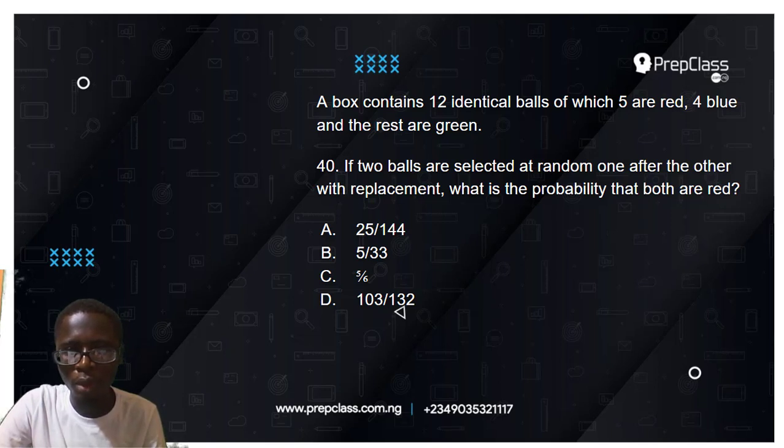So going to the last question in this video, and it says a box contains 12 identical balls, of which 5 are red, 4 blue, and the rest are green. If 2 balls are selected at random, one after the other, with replacements, what is the probability that both are red? You need to be very careful here because it looks like a repetition of the previous question, but no, it is not. Rather, this question is testing you on slightly different concepts. So let's look at how to proceed with this.